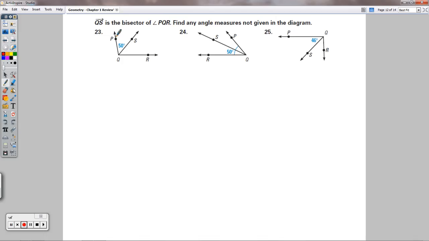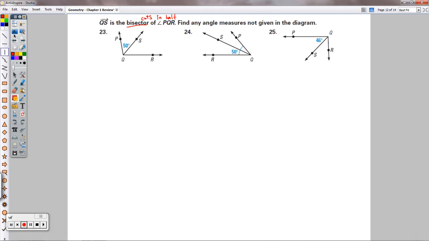Let's move on to 23 through 25 here. QS, it says, is the bisector. That means it cuts it in half. It cuts the angle PQR in half. Find any angle measures not given in the diagram. So it appears there's the two smaller ones, and then we've got to think about the big one as well. So let's get out my line tool there. Let's split this up.